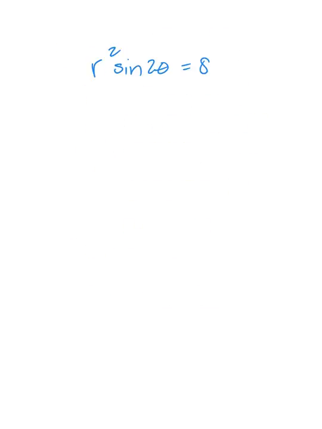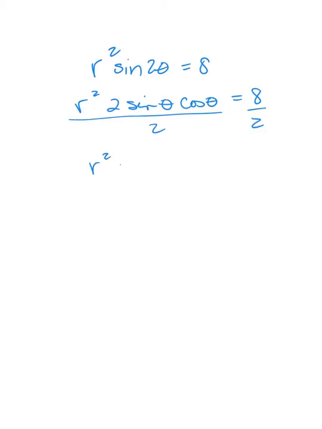If you pull out your identity sheet, you will see that sine of 2 theta is 2 sine of theta cosine of theta, and that's on your identity sheet. That's just a famous identity. So then if I divide both sides by 2, get rid of that 2 over here, we get that r squared sine of theta cosine of theta equals 4. And here's where you have to kind of think outside the box. I can't divide both sides by r because the right side doesn't have an r.